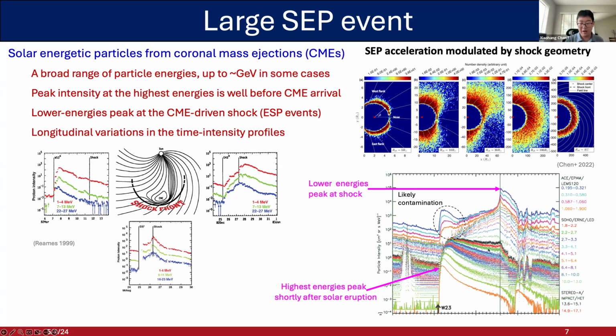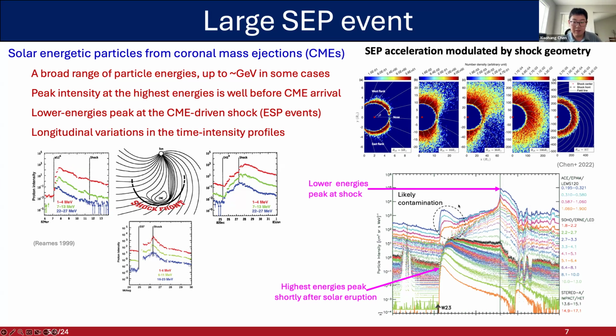The lower right panel shows one of the large SEP events observed from ACE, SOHO and STEREO-A. Basically, for these high energy particles, they are usually accelerated near the sun and transported to the observer. Because the energy is really large, the observer always detects a very quick onset of these particles.